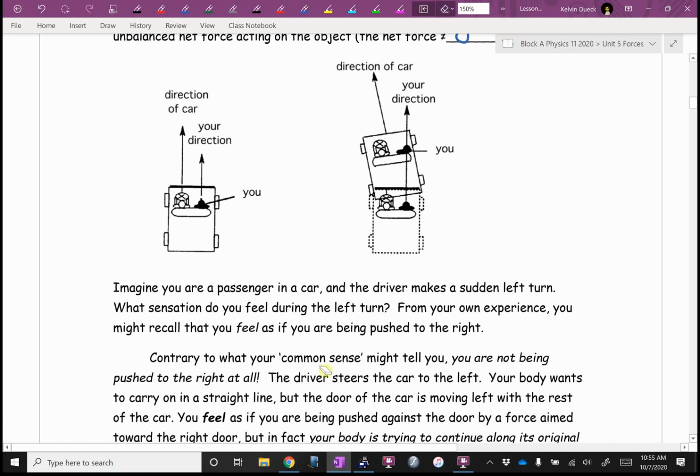So contrary to what your common sense might tell you, you're not being pushed to the right at all. The driver steers the car to the left. You try and keep going in a straight line at a steady speed, and you're actually running into the door, and the door is pushing on you to get you to change direction.